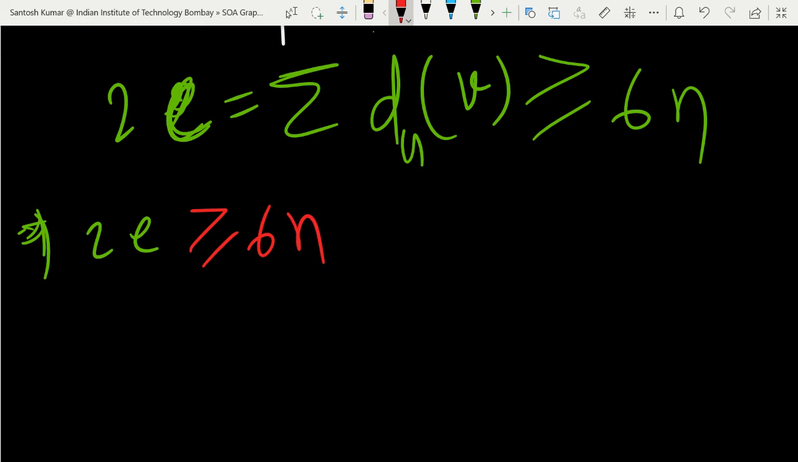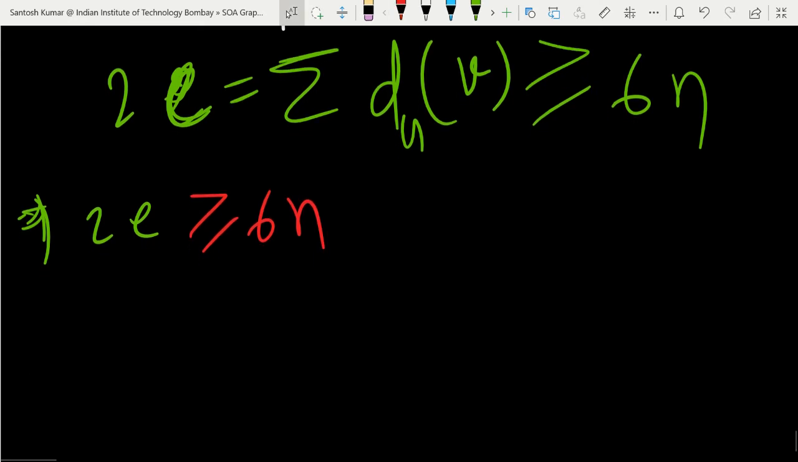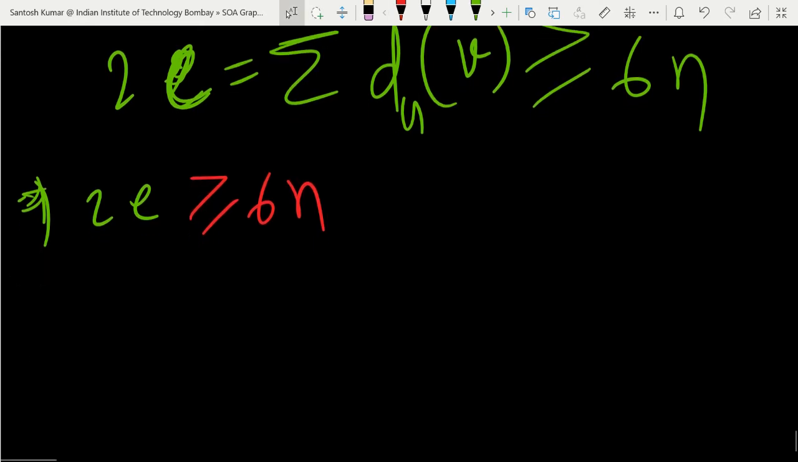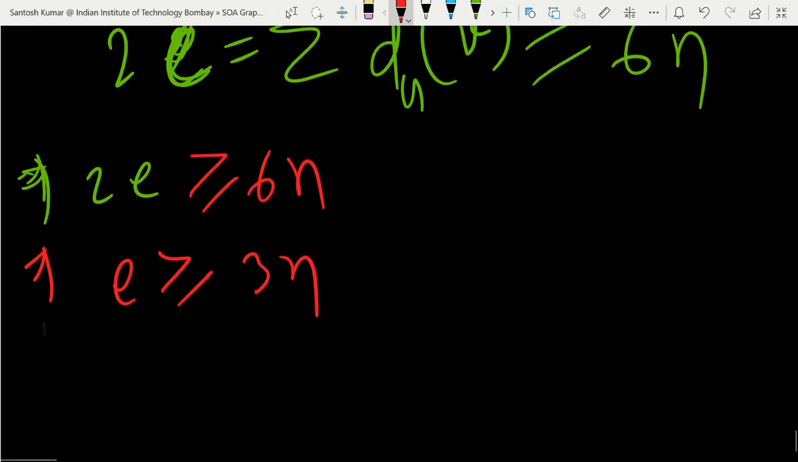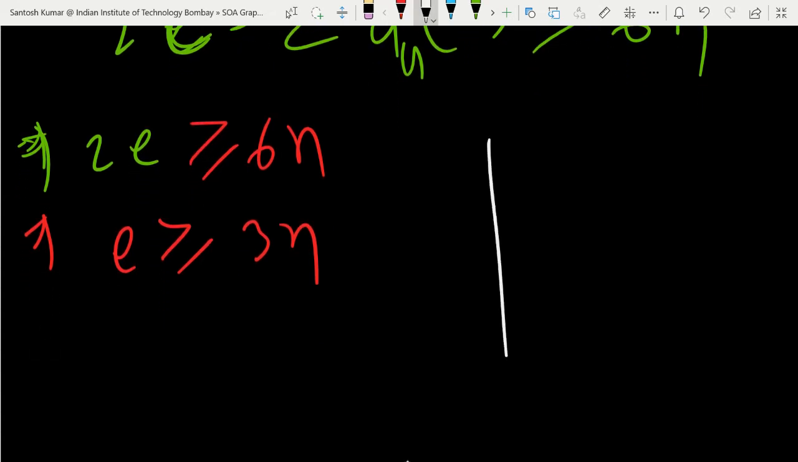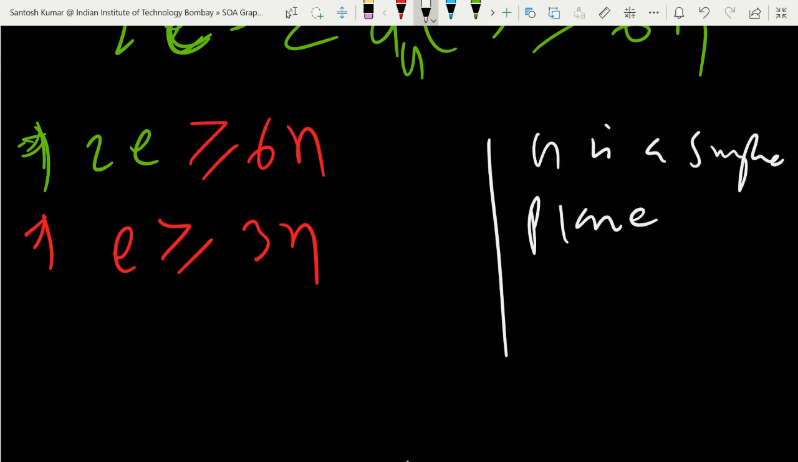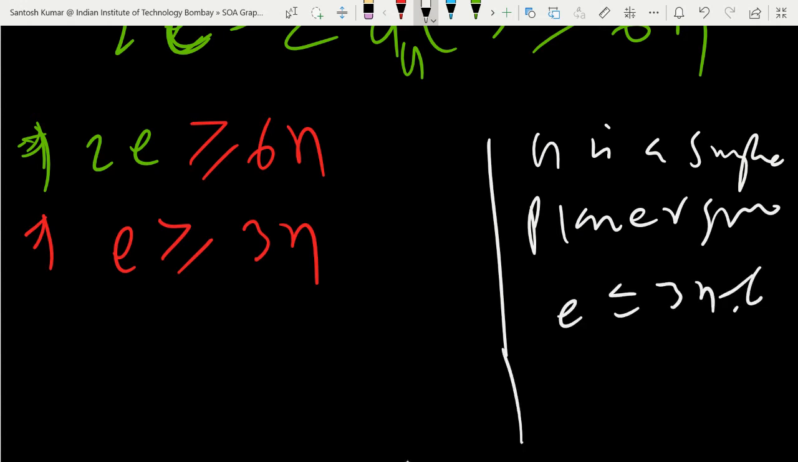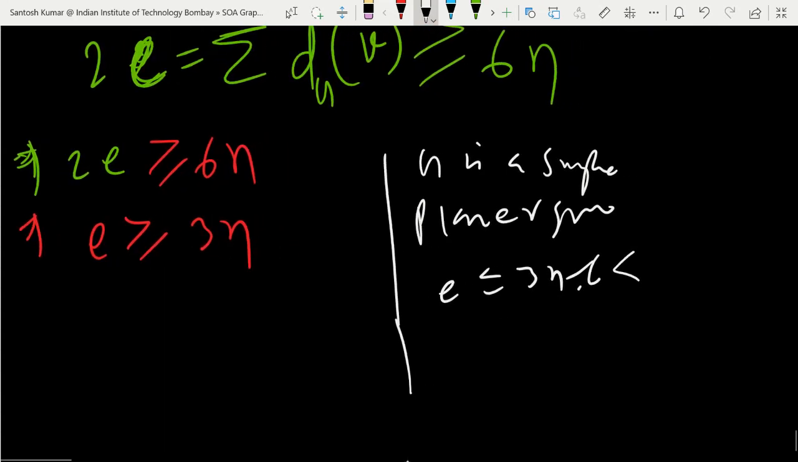But we want to get some contradiction. So divide by 2 on both sides, and you will get e is more than or equal to 3n. And what do you know about this? You know that if G is a simple planar graph, you had a result already: e is less than or equal to 3n minus 6. Actually, 3n minus 6 itself is less than 3n. So that's why e must be less than or equal to 3n.